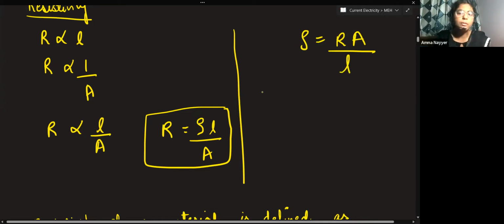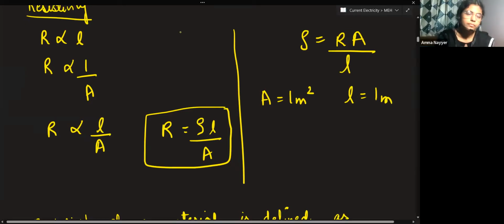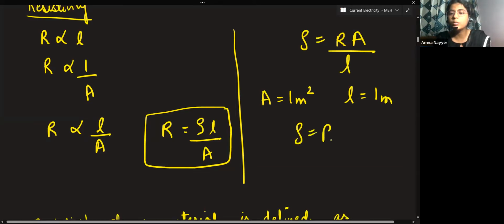Now tell me one thing. If I write area as 1 meter square, and if I write length as 1 meter, what will be the relation between resistivity and resistance in this formula? It will be equal. Yes, Bhavya, it will be equal. Resistivity will be equal to resistance.